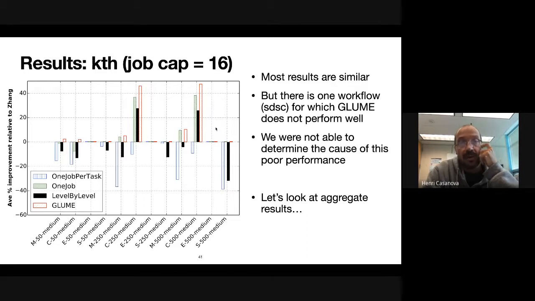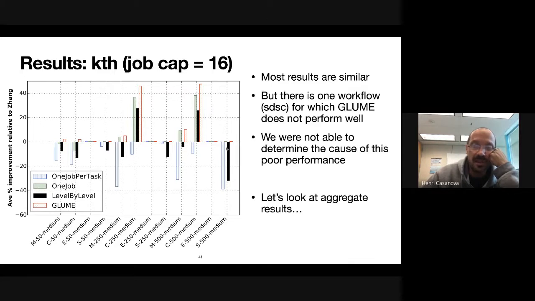The lower the job cap, the more attractive GLUME is with respect to the other algorithms, because GLUME uses only 2 jobs no matter what in the system. So we're never impacted by the job cap. So we picked 16, which is a little bit higher, to not make it so obvious that our algorithm, of course, beats the competition. And so those are the typical results. You can see GLUME in red, which is equivalent or better than Zhang and the baseline algorithms in all the workflow configurations. That's what most of the results look like.